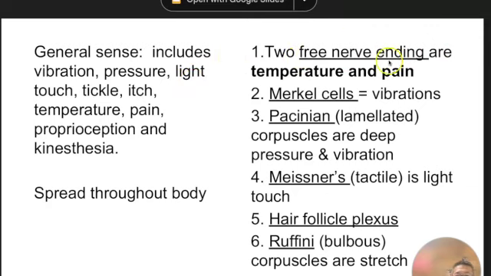So free nerve endings are temperature and pain. Temperature and pain. Remember we saw nociceptor earlier. Nociceptor is pain. Anytime you see free nerve ending or nociceptor, it is pain. Okay. Merkel cells is vibration. We saw those in the skin. Pacinian corpuscle, called Pacinian corpuscle, is deep pressure and vibration. Meissner corpuscle, we also saw that. It's light touch. Okay.